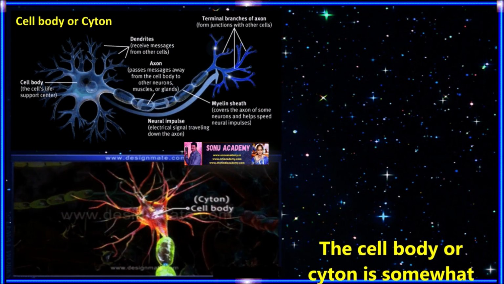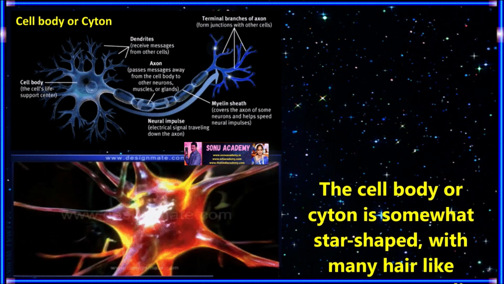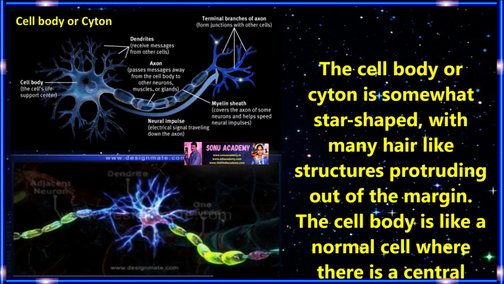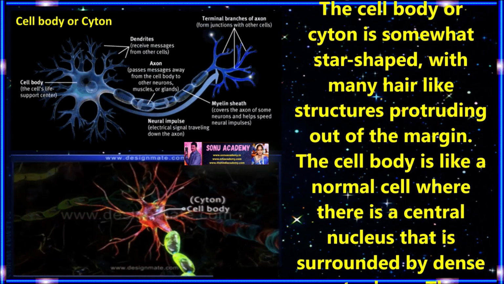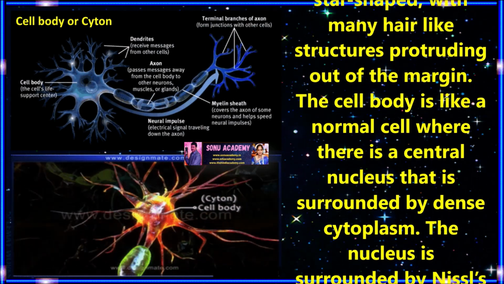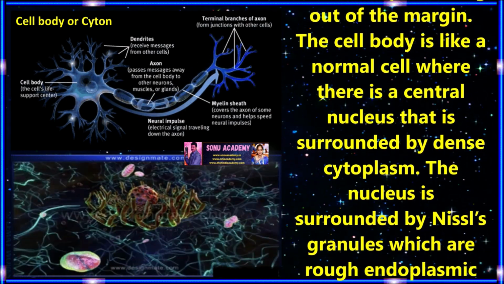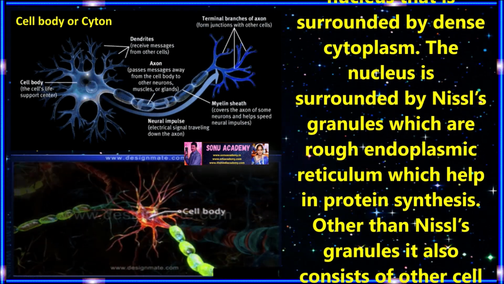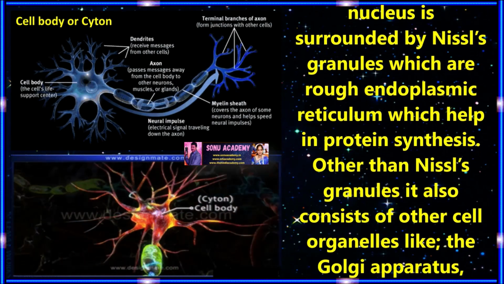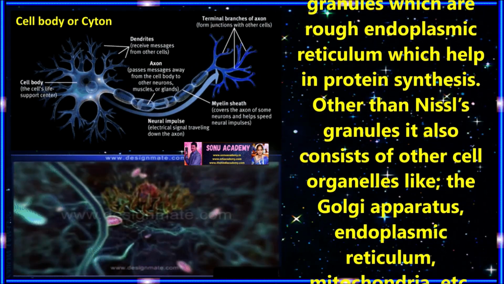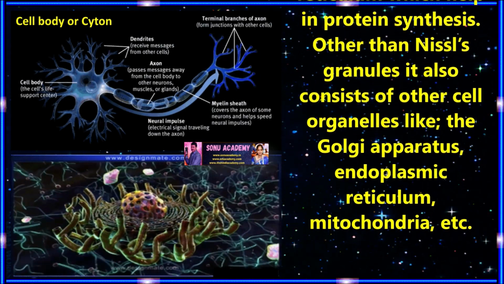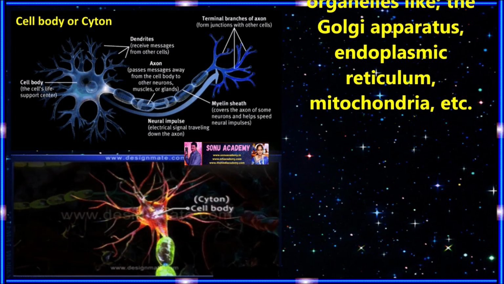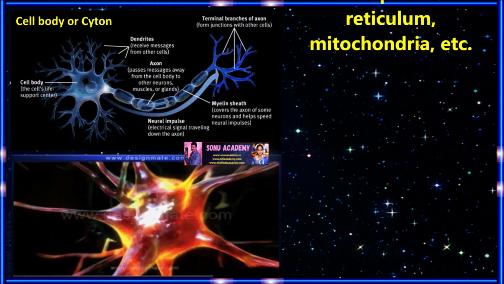Children, let us discuss the cell body or cyton. The cell body or cyton is somewhat star-shaped with many hair-like structures protruding out of the margin. The cell body is like a normal cell where there is a central nucleus surrounded by dense cytoplasm. The nucleus is surrounded by Nissl's granules, which are rough endoplasmic reticulum that help in protein synthesis. Other than Nissl's granules, it also consists of other organelles like Golgi apparatus, endoplasmic reticulum, mitochondria, etc.